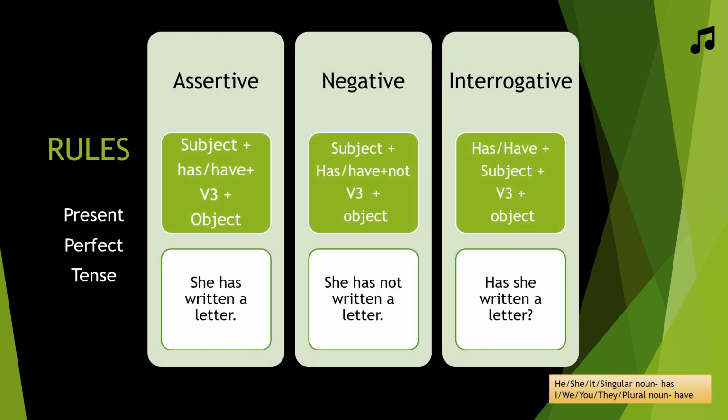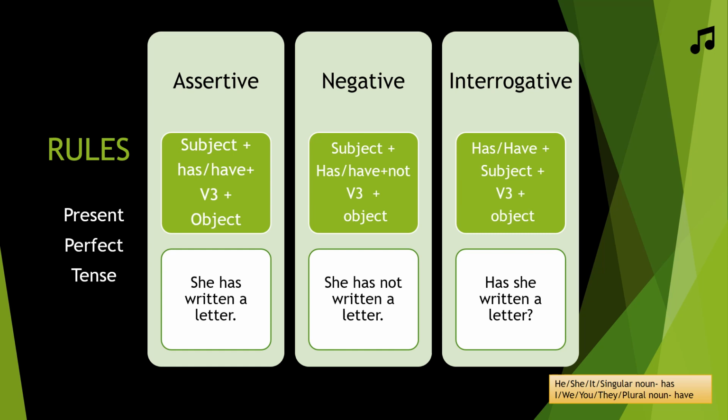So what do we use in the rules of present perfect tense? Again, three types of sentences are there. But here with the subject we use has or have plus the third form of verb, then the object. In the right extreme corner of the screen you can see, with he, she, it or a singular noun we use has. With I, we, you, they or a plural noun we use have. Then the third form of verb is used in the present perfect tense.